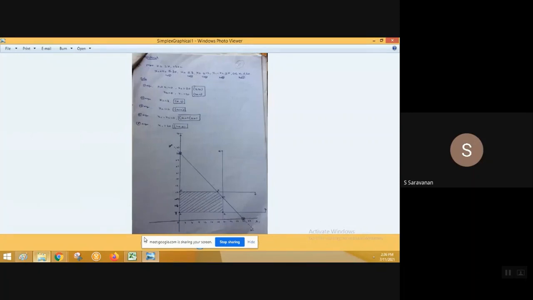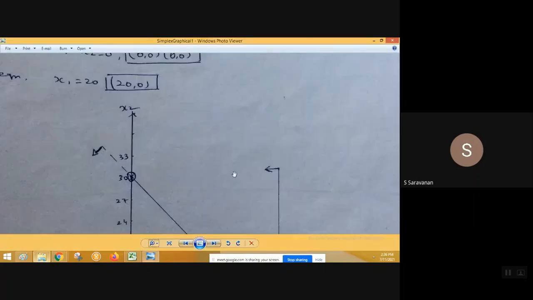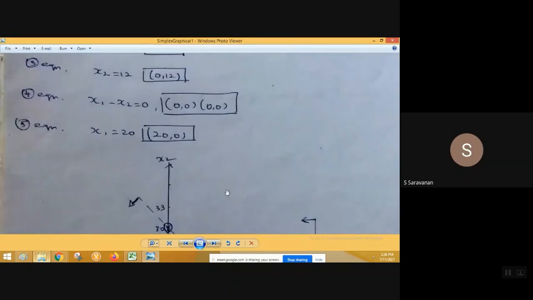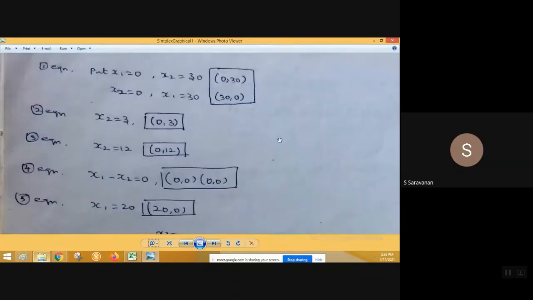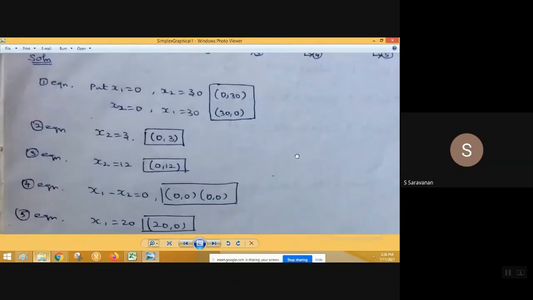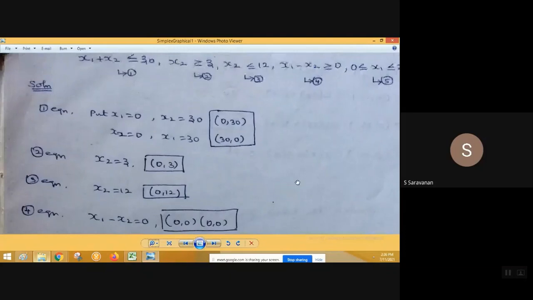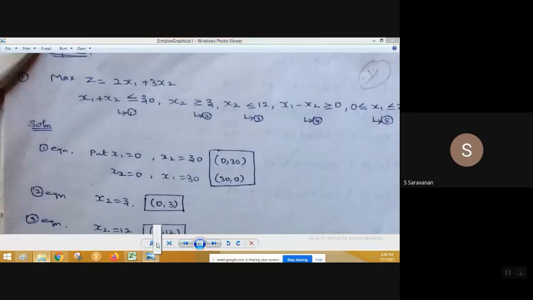I'll try to magnify. Okay, fine. That's all. Okay, so this is the problem.